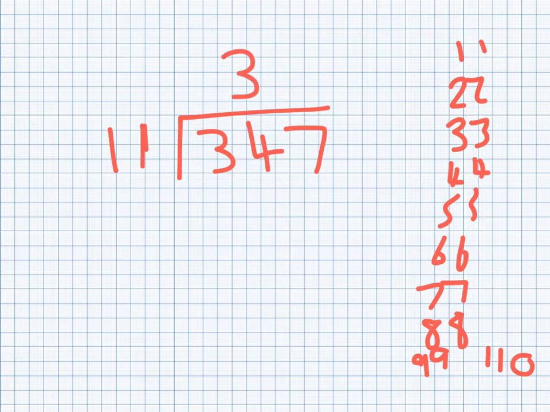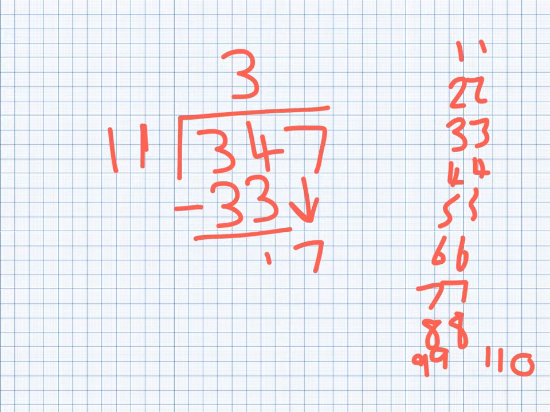So I've done my division. Now I need to do my multiplication. So 3 times 11 is going to give me 33, which I write underneath. Done my multiplication. Now I need to do my subtraction. 34 take away 33 is going to leave me with 1. Just check that all makes sense. Yeah, it makes sense to me. So now I need to bring down my last number.